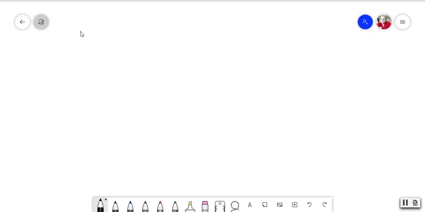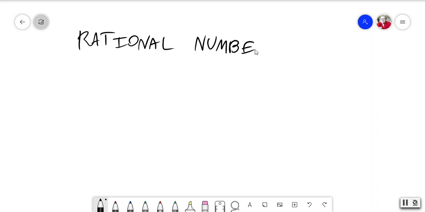Now, as you know, the key word is rational number. So a rational number can be written as a ratio, in other words, a fraction, because a ratio is just another way of writing a fraction.